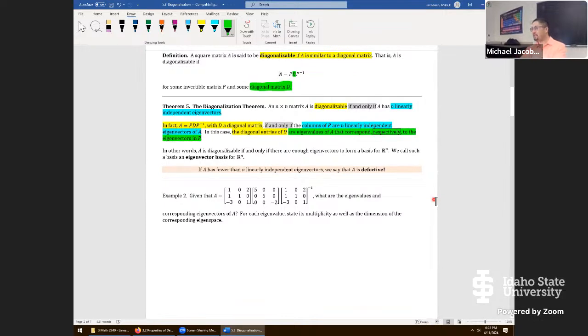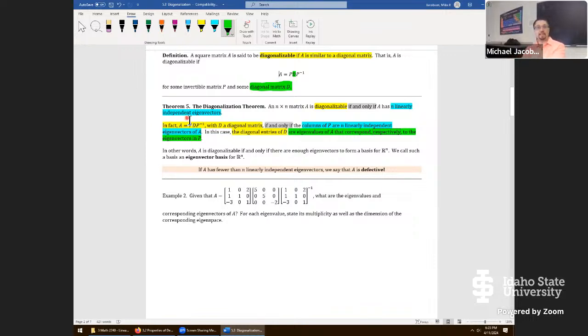It's a heck of a theorem, so let's take a look at this carefully. The first statement is important, but it's not descriptive enough. It starts off by saying an n by n matrix A is diagonalizable if and only if you have n linearly independent eigenvectors. So if you have enough independent eigenvectors, you can diagonalize. But I think this is the fact that we usually use more often when thinking about diagonalization.